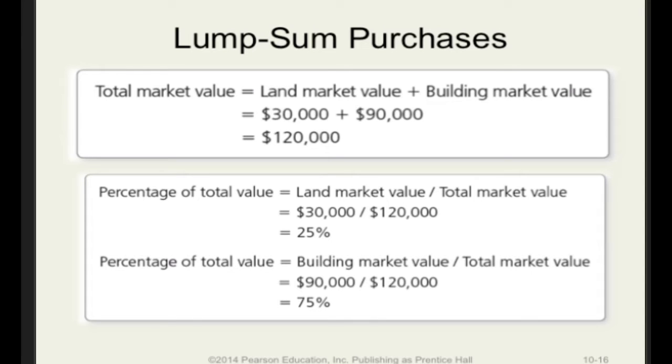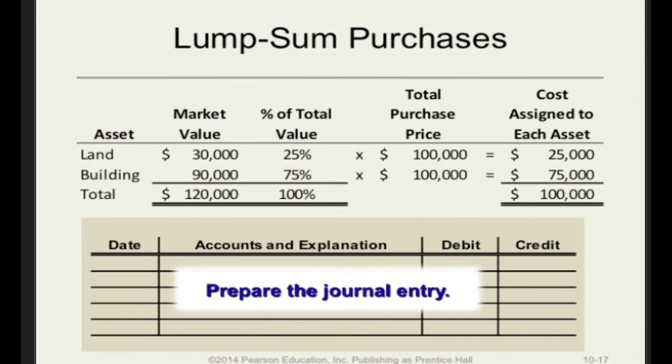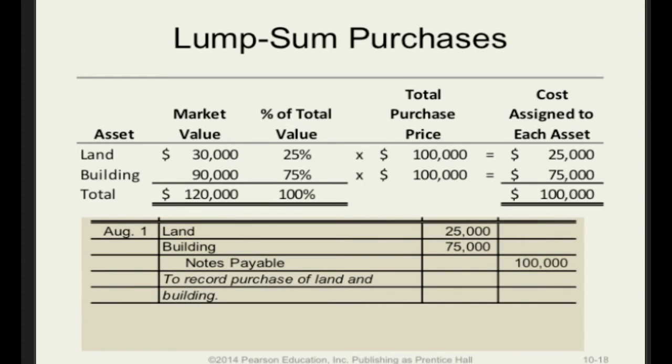Next, we will apply these percentages to allocate the costs of $100,000. In our example, 25% of the cost should be allocated to the land and 75% to the building. This gives us $25,000 and $75,000 respectively. To prepare the journal entry, we do as follows. A debit of $25,000 to land, and a debit of $75,000 to building, with a credit of $100,000 for the notes payable, assuming that the money was borrowed for the acquisition.